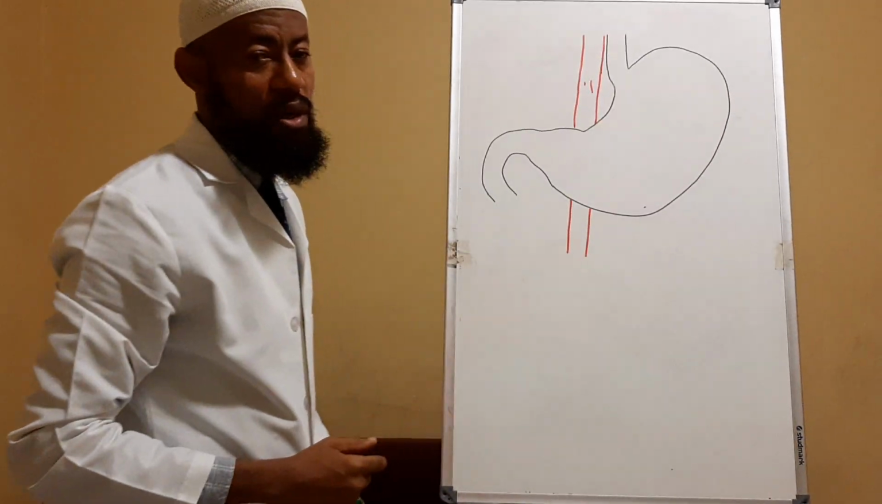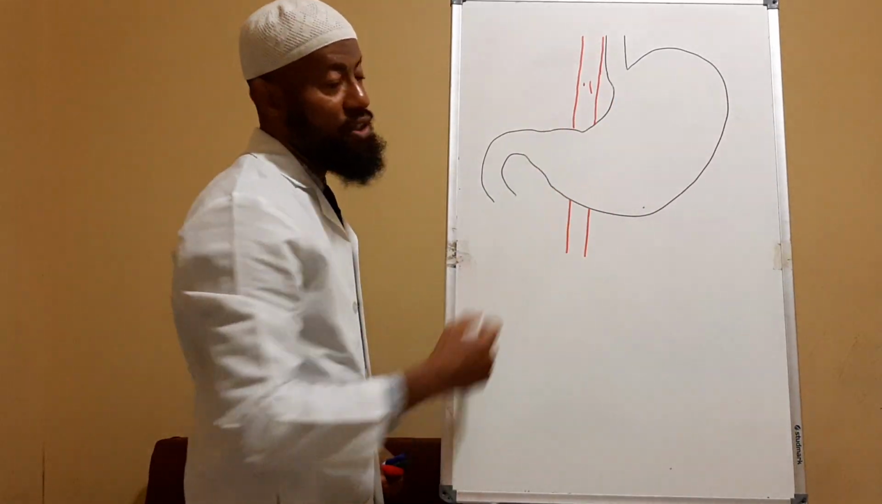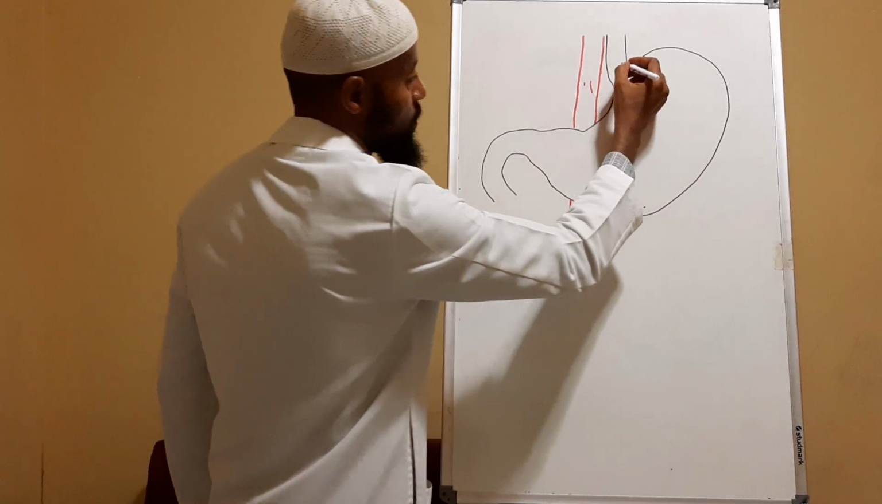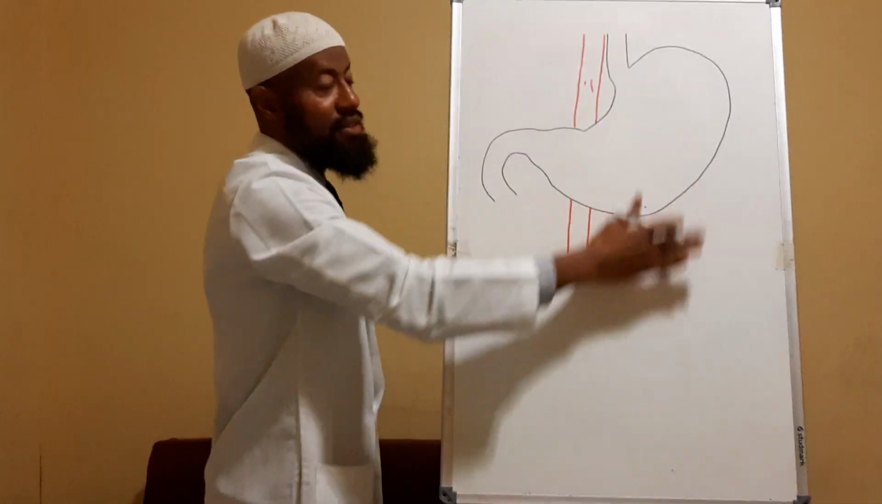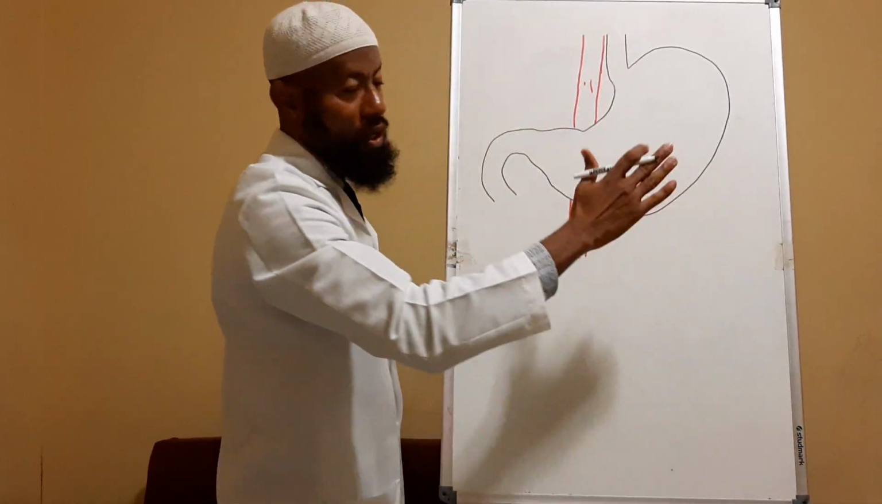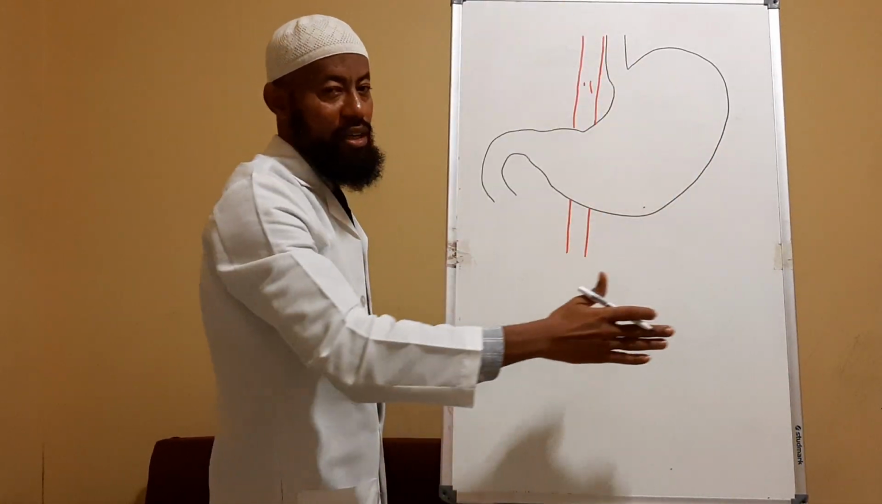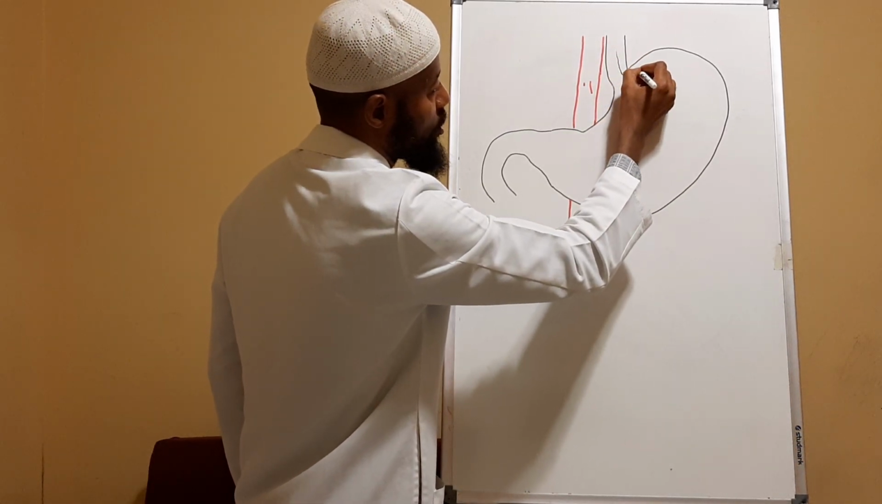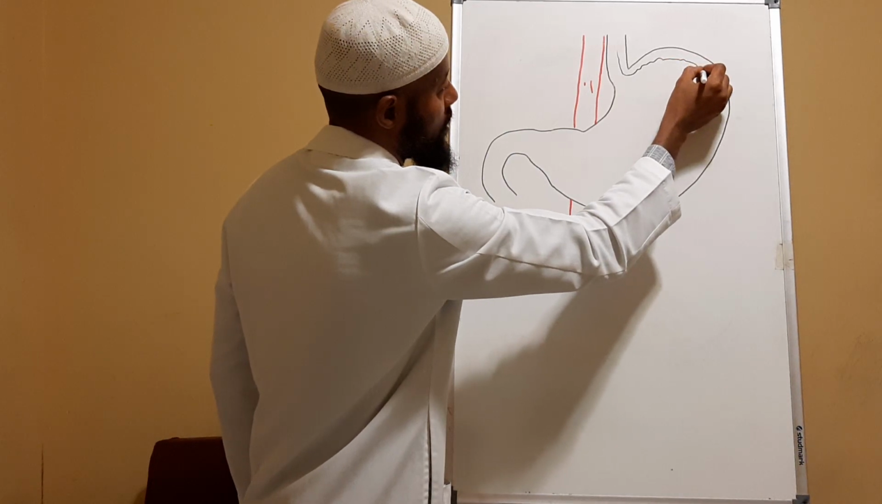greater curvature of the stomach. That's the lesser curvature of the stomach. The stomach is usually thrown into folds when we slice the stomach into two equal halves. We're looking at doing a longitudinal section. We'll see that the stomach is thrown into rugae.